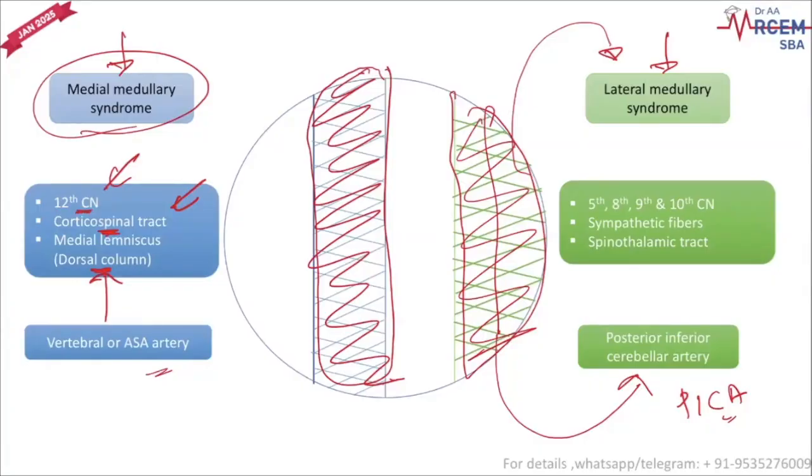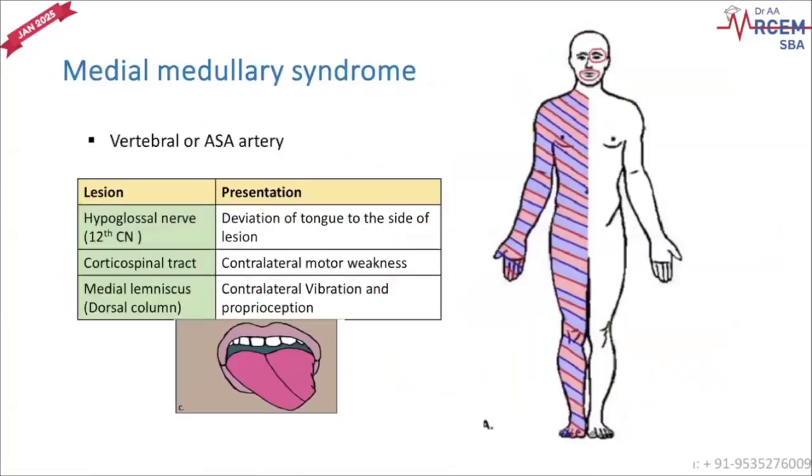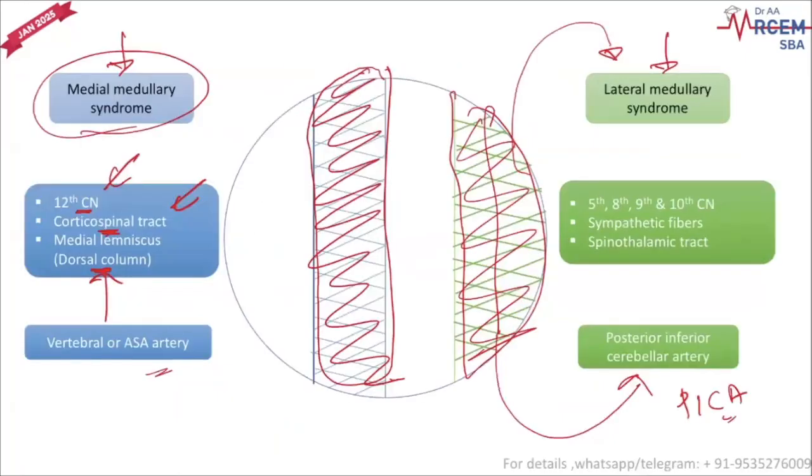Same side cranial nerve, same side deficit will be there. This is the 12th cranial nerve, also known as the hypoglossal nerve. When you ask them to protrude the tongue, it will deviate towards the side of the lesion, the same side as the lesion. That is basically what you need to remember for medial medullary syndrome. That is important.